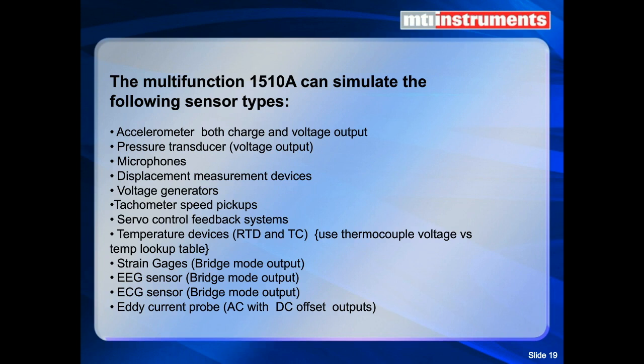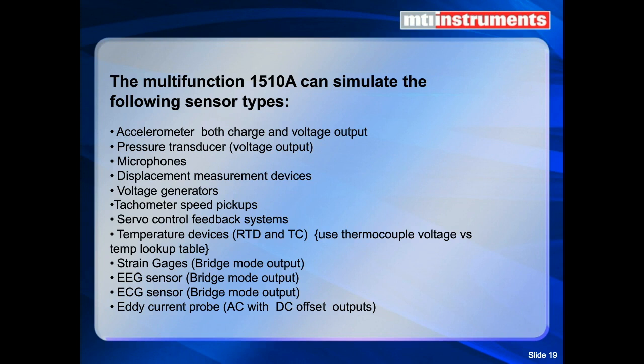Voltage generators. It doesn't produce power, but it can simulate frequency and voltage. For example, in aircraft, they have tachometers that look more like an alternator or voltage output. We can simulate those where you check voltage versus speed. Tachometer speed pickups, we already saw an example of that with the magnetic pickup, and commonly used today are magnetic and optical pickups. Servo control feedback systems. We have several people that have used this to help test servo control systems because of the high frequency response of our system here and the fact that we have two channels to be able to do that. Temperature devices.